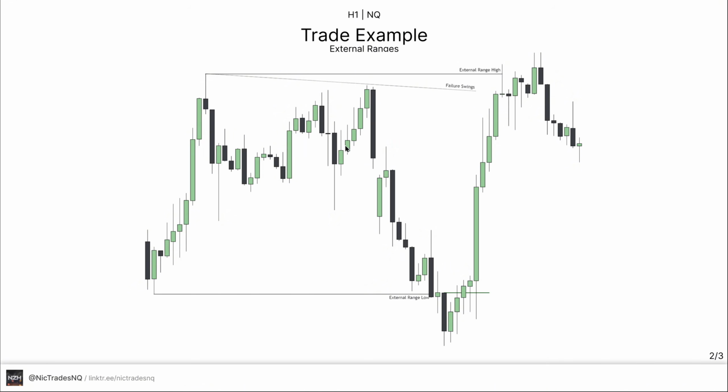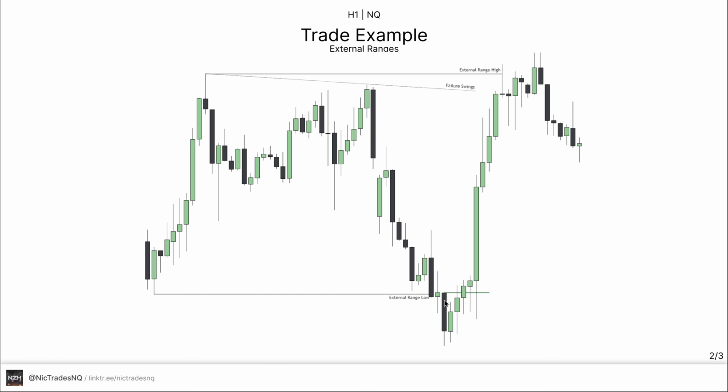Dropping down to an hourly time frame, you can see that we have failure swings up here at the highs. We don't have so many at the lows, we have some here in between at the equilibrium. So we're just waiting for price to engage either the external range high or the external range low. And what happens? We take the low.